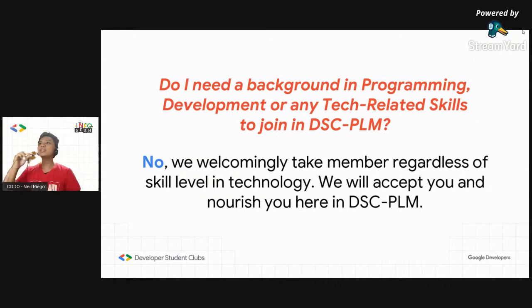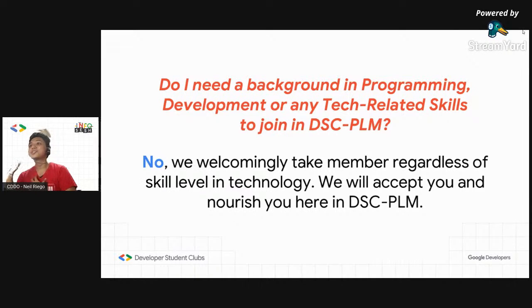Do I need a background in programming, development, or any tech-related skills to join in DSC PLM? Yun nga, as sinabi ko kanina, no, we welcomingly take members regardless of skill level in technology. We will accept you and nourish you here in DSC PLM. Yun nga, sinabi ko rin kanina, tinatanggal natin yung notion na technology is for tech people. No, technology is for everyone. Idea namin. Pwede na, hindi naman namin kayo pinipilit sumali sa amin.